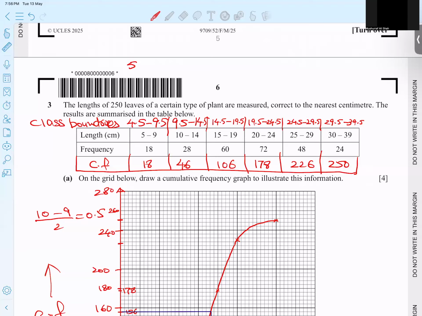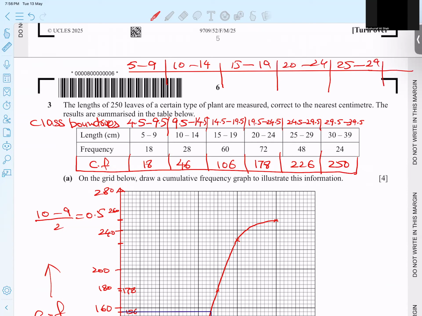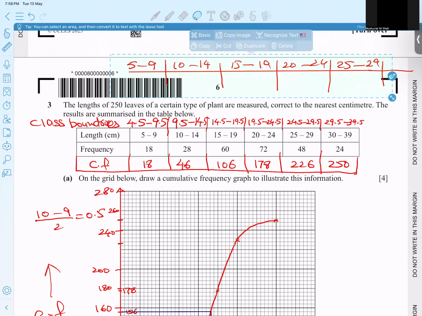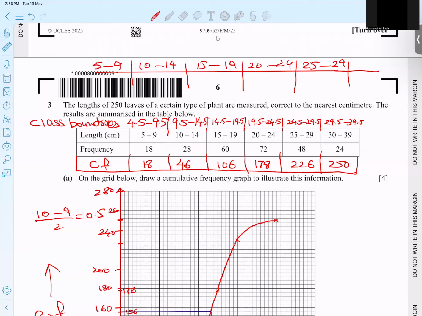5 to 9. 10 to 14. 15 to 19. 20 to 24. 25 to 29. And the last one is 30 to 39. And the frequencies are 24, 48, 72, 60, 28, and 18. The frequency below, I call as f.